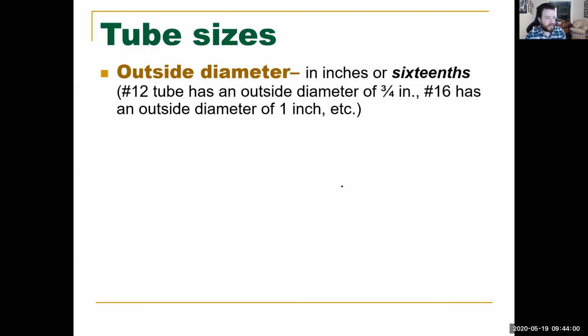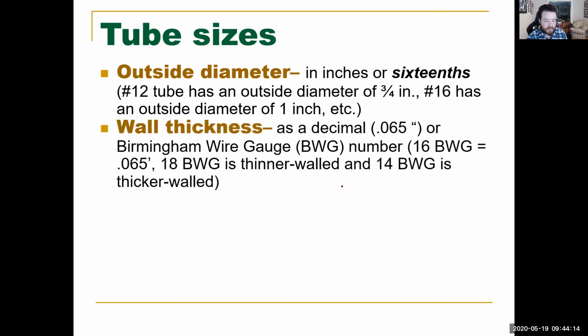So for tube sizing, in inches or 16ths, a number 12 tube has an outside diameter of 3/4 inch. A number 16 has an outside diameter of 1 inch. All right. You have wall thickness as a decimal or in the wire gauge. All right.